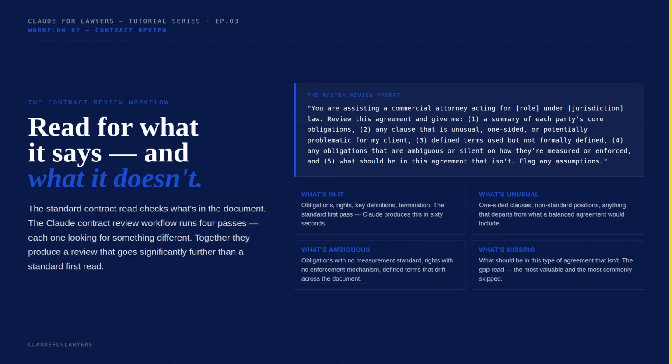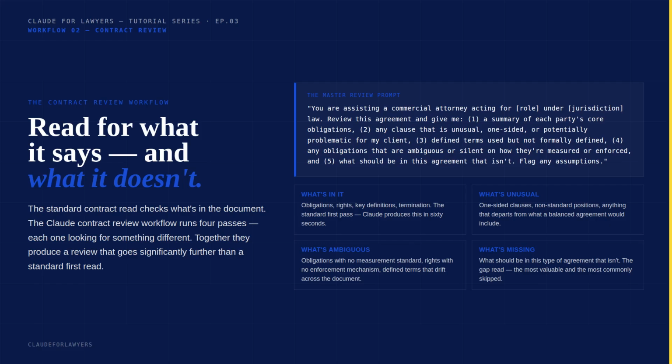Here's the master prompt. You are assisting a commercial attorney acting for role under jurisdiction law. Review this agreement and give me 1. A summary of each party's core obligations. 2. Any clause that is unusual, one-sided, or potentially problematic for my client. 3. Defined terms used but not formally defined. 4. Any obligations that are ambiguous or silent on how they're measured or enforced. And 5. What should be in this agreement that isn't?